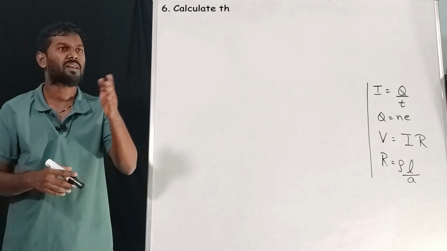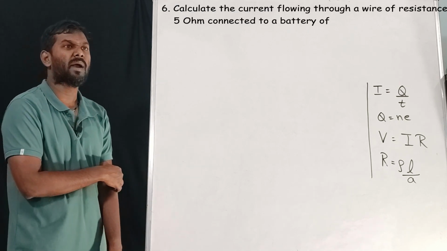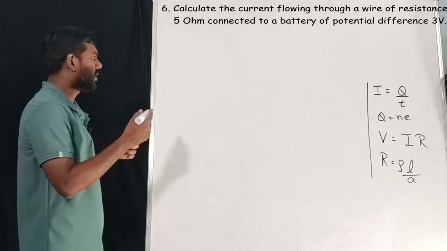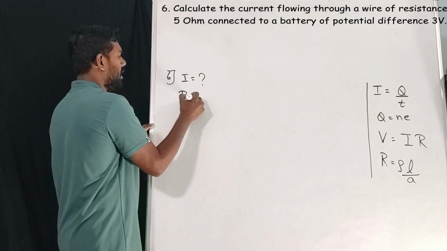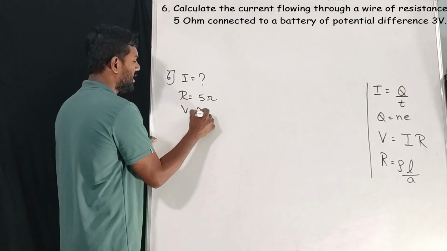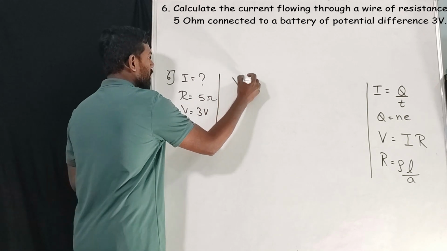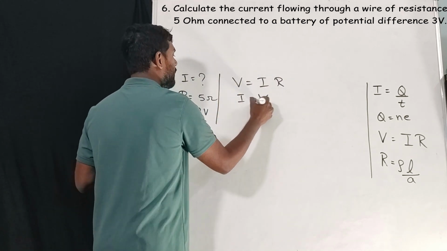Question number 6. Calculate the current flowing through a wire of resistance 5 ohm connected to a battery of potential difference 3 volts. Okay, very direct question. We need to find the value of current. R is given as 5 ohm and voltage is given as 3 volts. Write the primary formula, or else you can write the direct formula. I is equal to V by R.